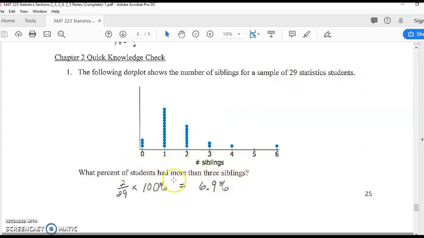I want you to be careful when you start reading these questions. More than means we do not include 3. So there's only 4 and 6, there's only 1 and 2. So 2 out of 29 gives us the ratio of students that have more than 3 siblings. I have to multiply that by 100% to give me 6.9% have more than 3 siblings.